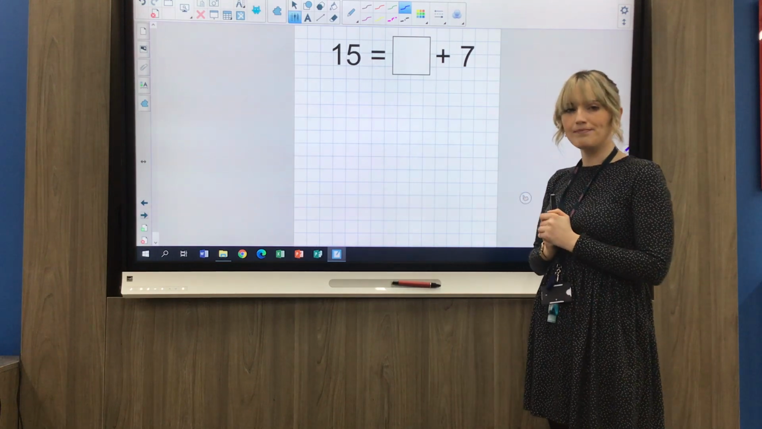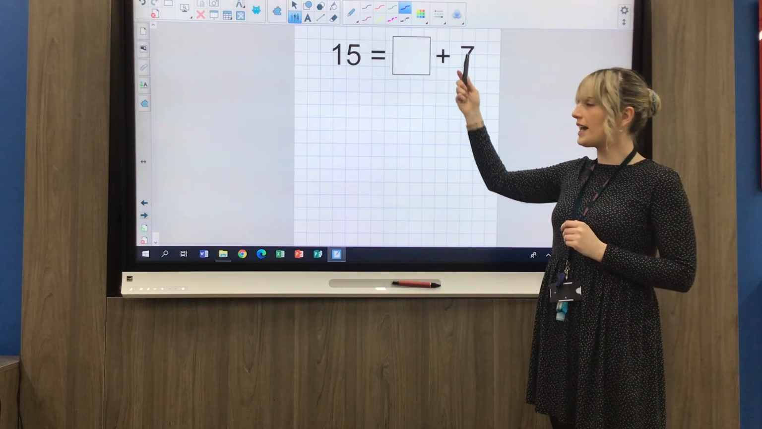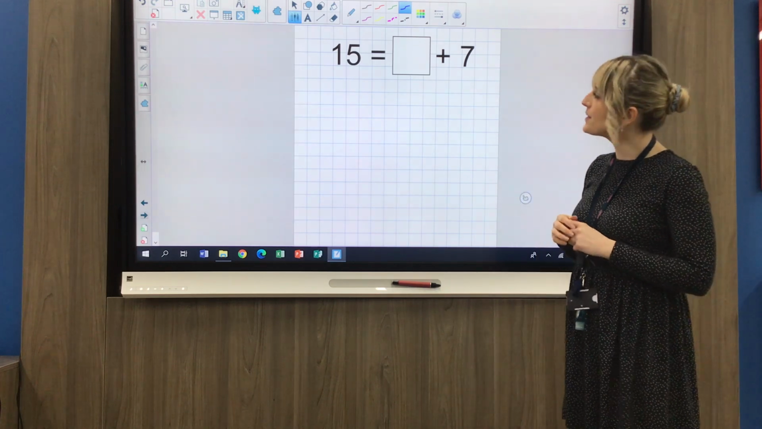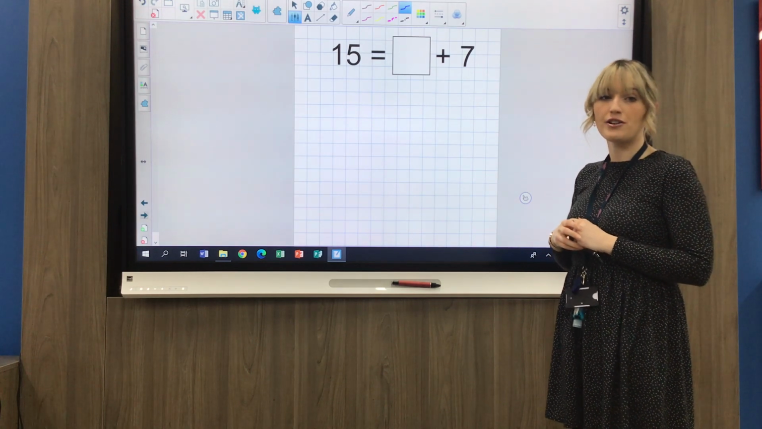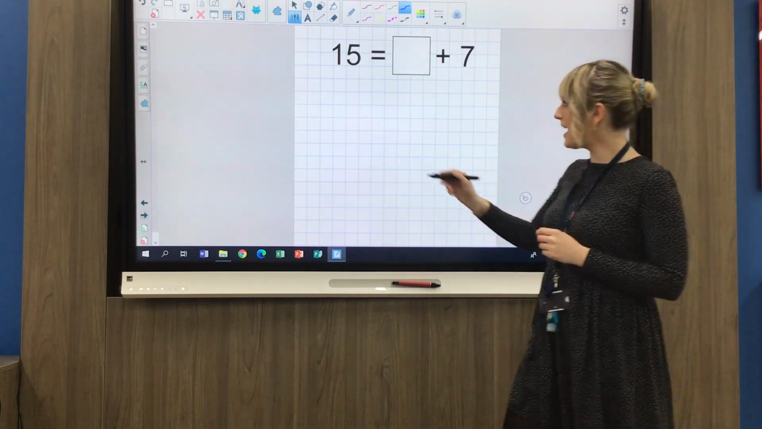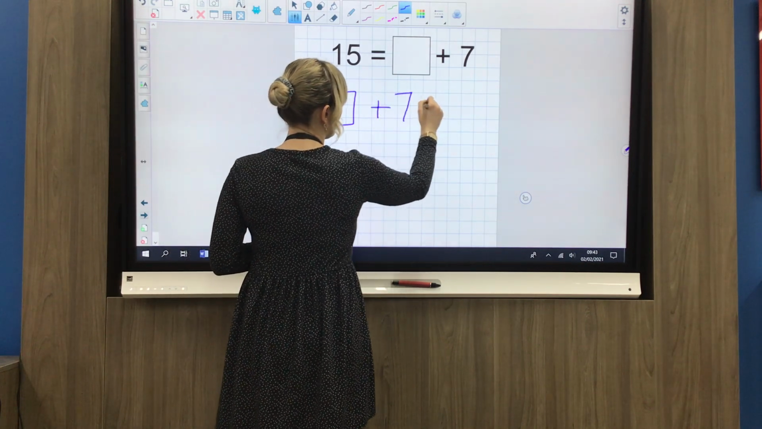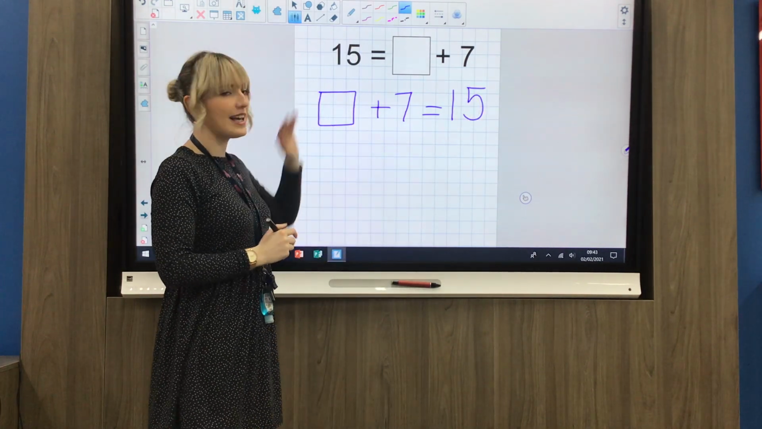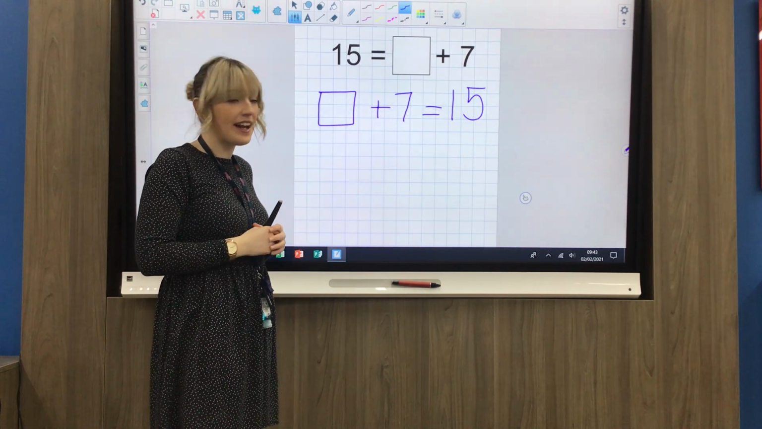So this time, we've got 15 equals something add 7. Now, we haven't come across many questions like this one, but it isn't any trickier than any other question. All we've done is we've put the answer at the beginning. So this is the exact same as something add 7 equals 15. It's just switched around so that the answer is at the beginning. And sometimes that tricks us a little bit and makes us think it's trickier than it actually is.